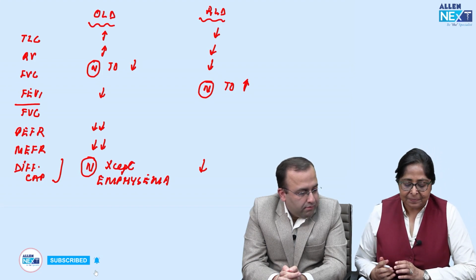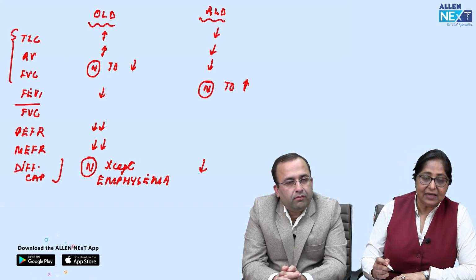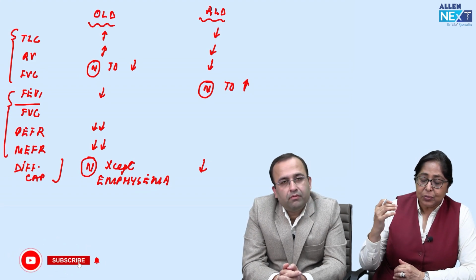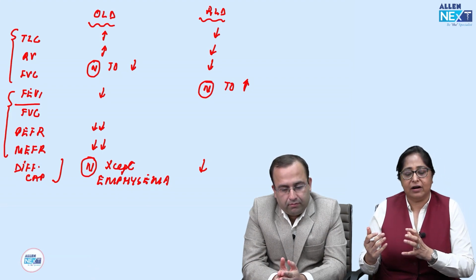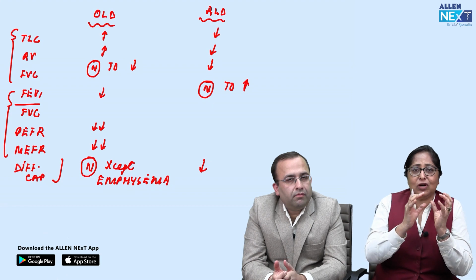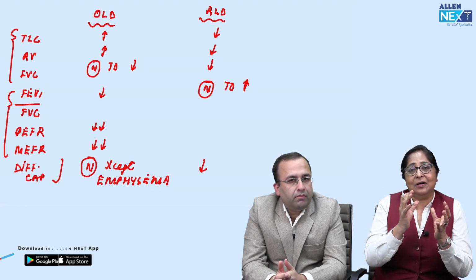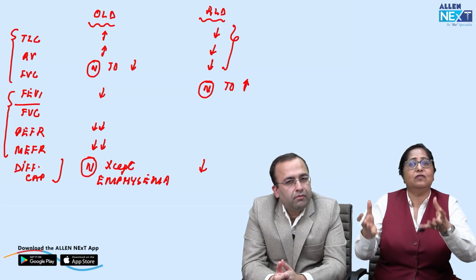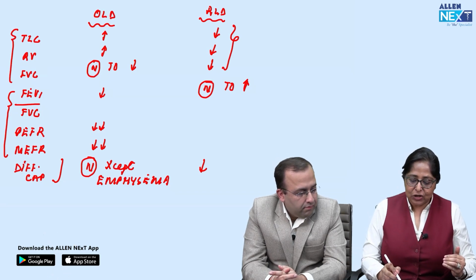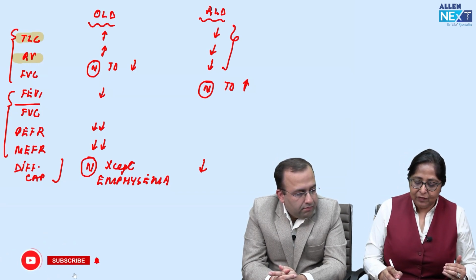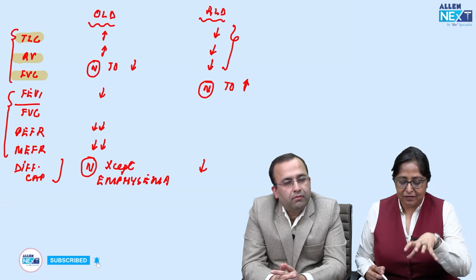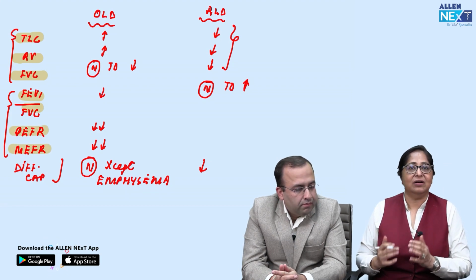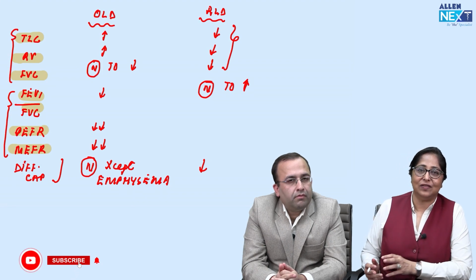The point I'm trying to make is, when you look at these first three, these are volumes. The remaining are rates. So in obstructive lung disease, the rates are affected more than the volumes because there is obstruction to flow. But if you look at restrictive lung disease, where there's a restriction of expansion, the volumes are affected more than the rates. Total lung capacity, residual volume, forced vital capacity, these are volumes affected more in restrictive. FEV1 by FVC, PEFR, MEFR are rates. These are more affected in obstructive lung disease.